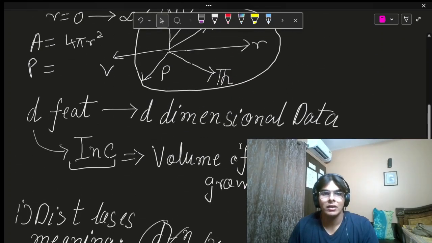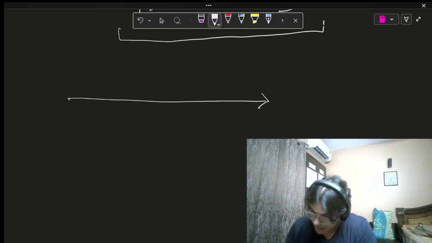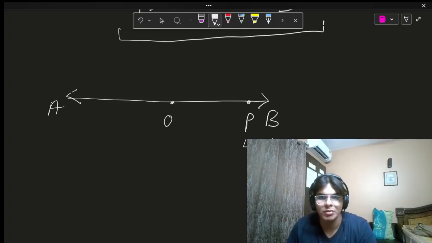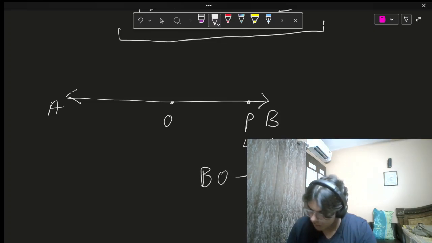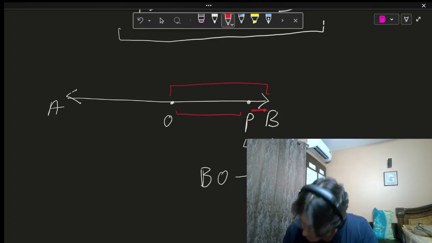Let's say we have got this line right here, and I have a point A here, then the center O and the point B. Then I've got maybe a point P here, and this O right here. Now if I ask you a very simple question, how will we calculate the distance from P to B? You can calculate it using any distance measure. The distance from P to B will be BO minus PO. Basically it is this distance minus this distance, and I will get this much. Simple.